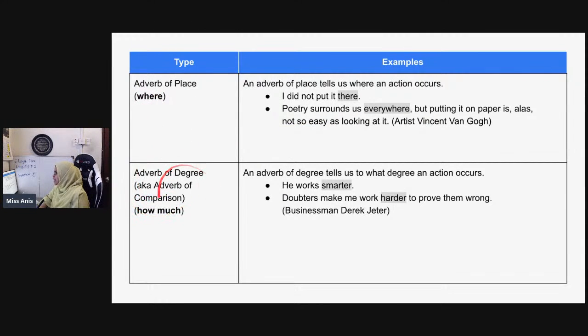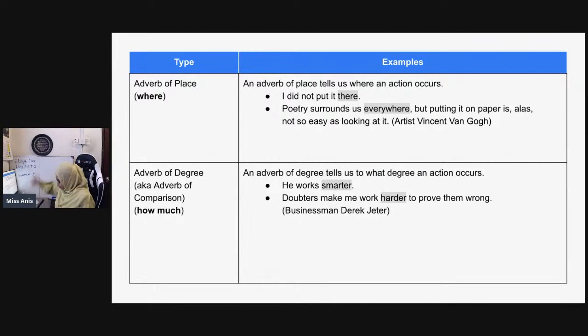Now, yang last one, I think this is the last one before we go to, okay, betul lah. So this is the last one. So adverb of degree, okay, nak jawab soalan how much just now. So adverb of degree ni, dia ada nama lain dia tau, adverb of comparison. So maksudnya bila kita try to compare sesuatu, okay, kita akan pakai adverb of degree usually. Okay, so adverb of degree ni tell us what degree an action occurred. So maksudnya how intense sesuatu tu dilakukan.